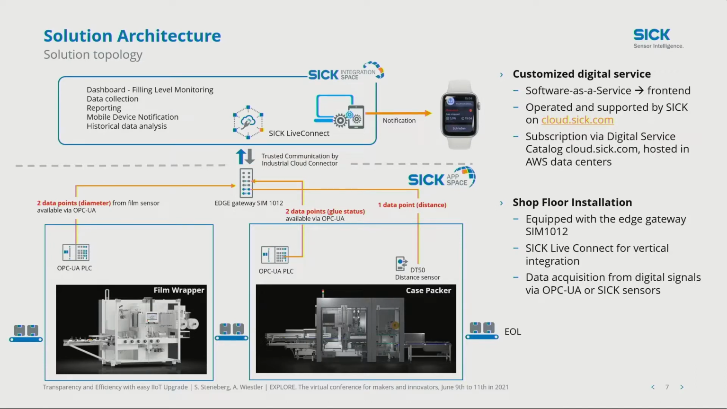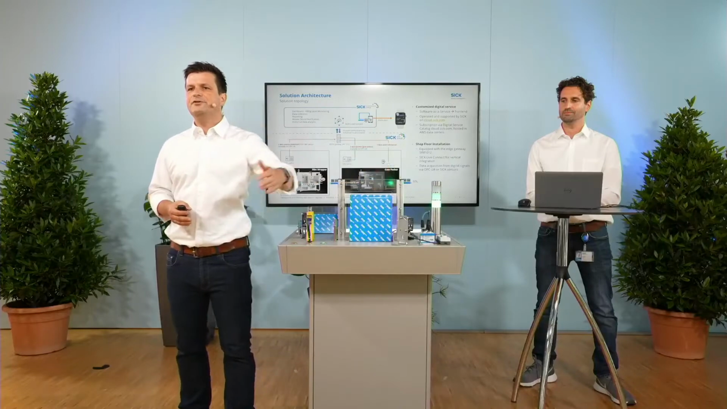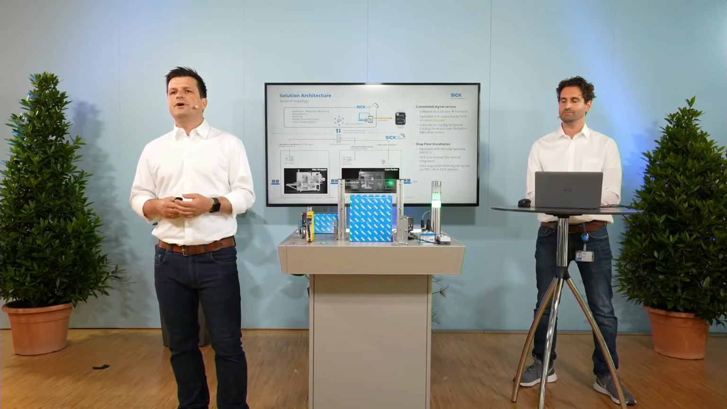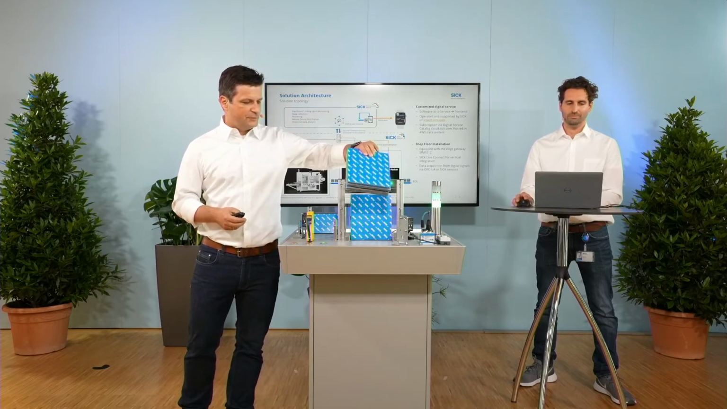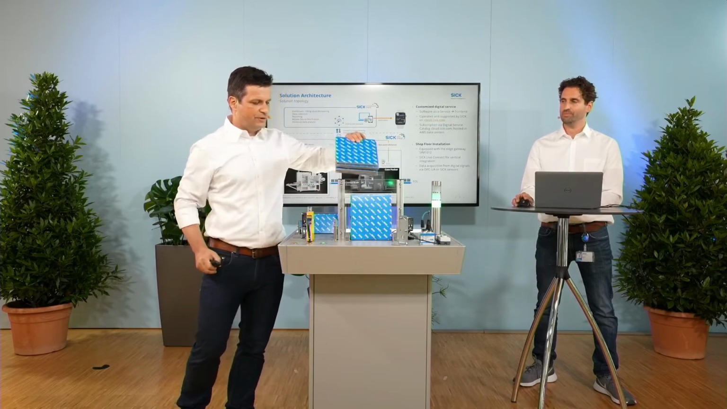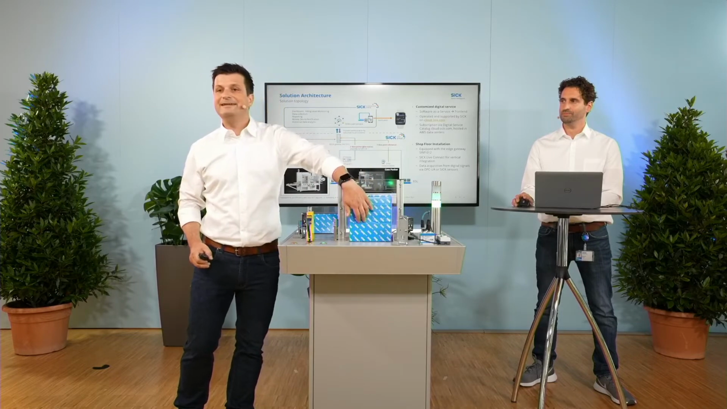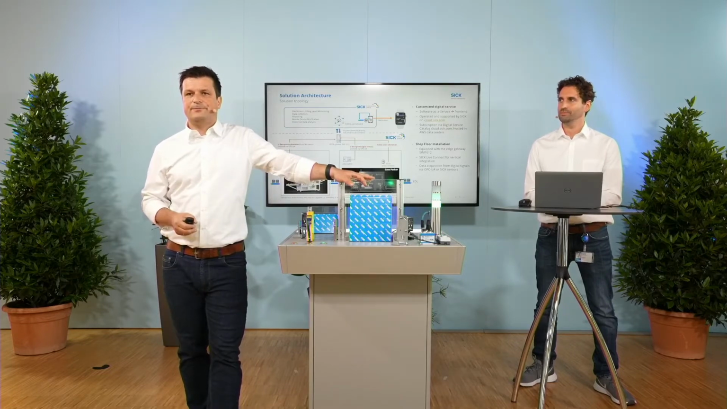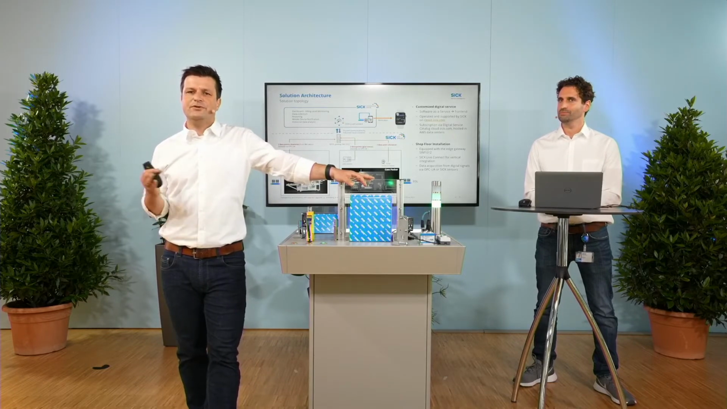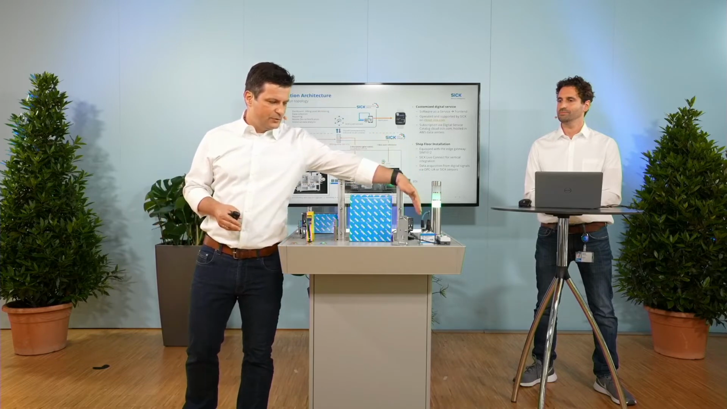So if the customer does not, or we do not get the desired information via the PLC, we can also work with an additionally mounted sensor, for example, a distance sensor from SICK, a DT50, for example, to check the filling level of the machine. So as soon as the filling level is reduced, the distance will directly indicate the level and also critical filling levels. So we have different kinds of data points. All these data points are connected with the Edge gateway.